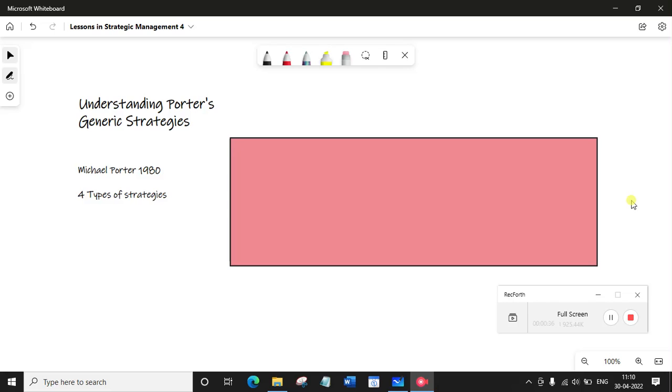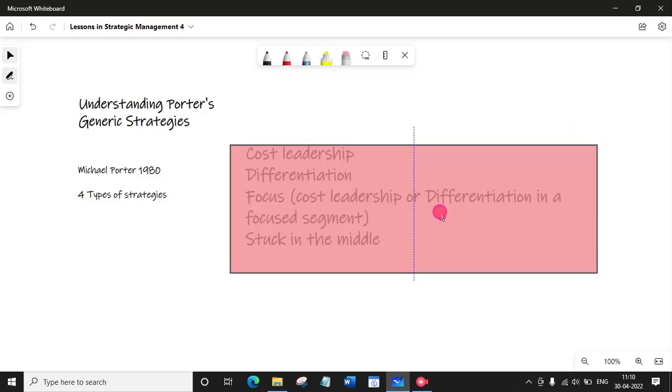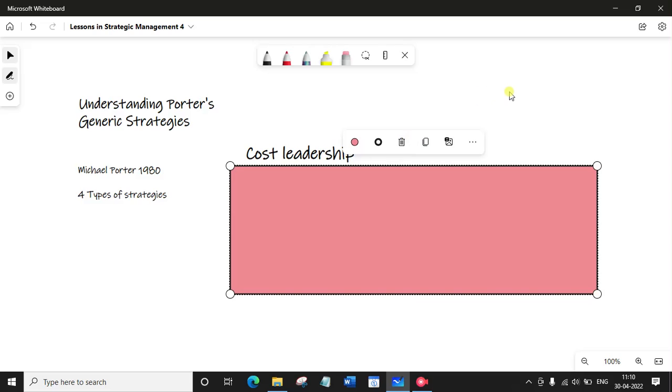Now, Michael Porter came out with Porter's generic strategies in the 1980s. So Michael Porter says that you can typically identify the strategy of any organization, any size business, right, from among the four types that he has laid out. The first one is called a cost leadership strategy. What is a cost leadership strategy?